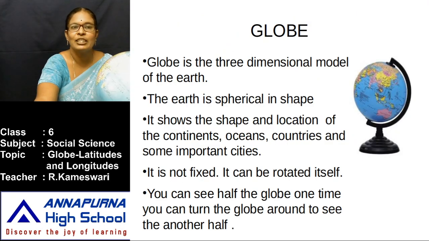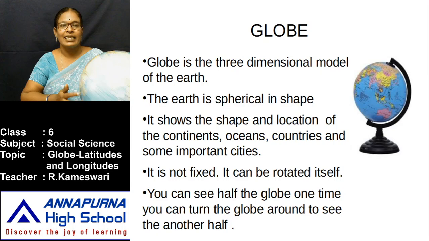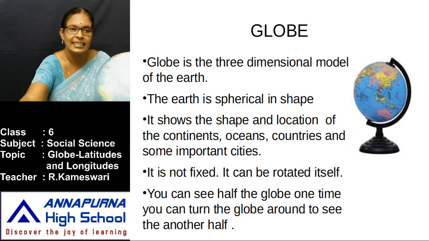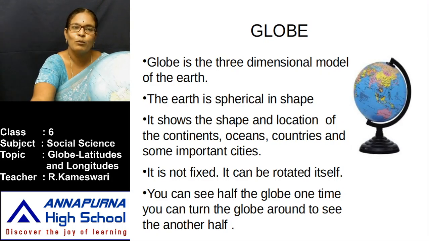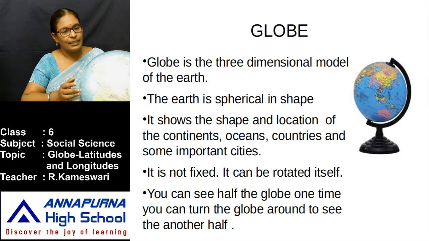Globe is the three-dimensional model of the earth. It was made by people. It works like how our earth rotates. Next, the earth is spherical in shape. The shape of the earth is geoid, and it is round in shape. It shows the shape and location of the continents, oceans, countries, and some important cities. You can show some of the cities and some continents. All are shown in this globe in an accurate way.